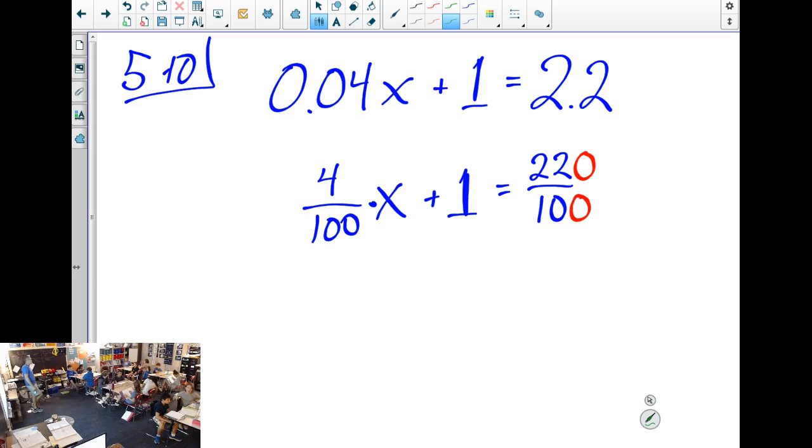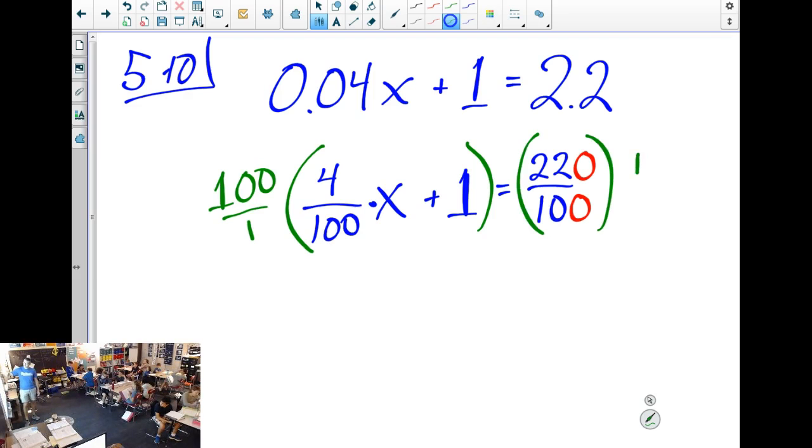George, what's your idea? Okay, my idea is to multiply everything by 100. Multiply everything by 100. And if I want, I could write it as 100 over 1. But if I do it on one side, I got to do it on both sides. Which this 100 destroys that 100, because same numerator and denominator will delete out to 1.